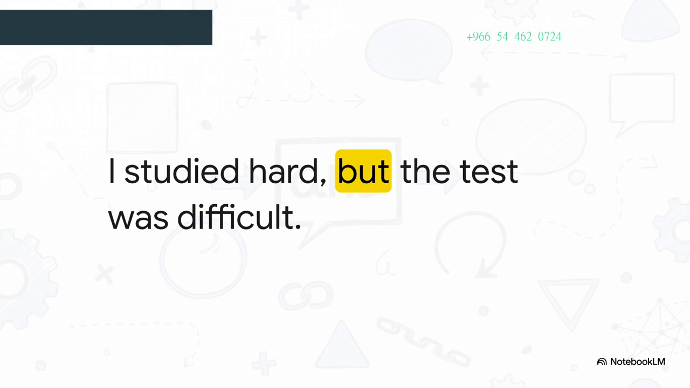Simple enough, right? And this brilliantly illustrates our next relationship, contrast. We use but when we want to show a surprising difference between 2 ideas. Idea A is, I studied hard. Now, normally you'd expect a good result from that, wouldn't you? However, idea B is the test was difficult. The word but perfectly signals this unexpected contrasting twist.